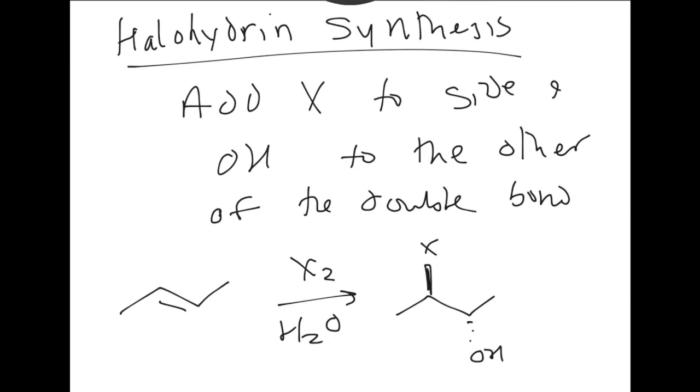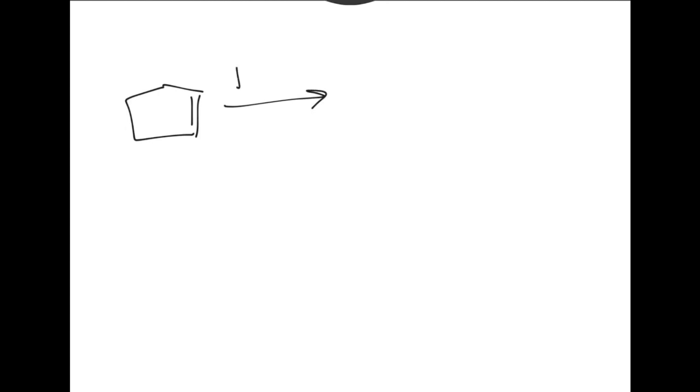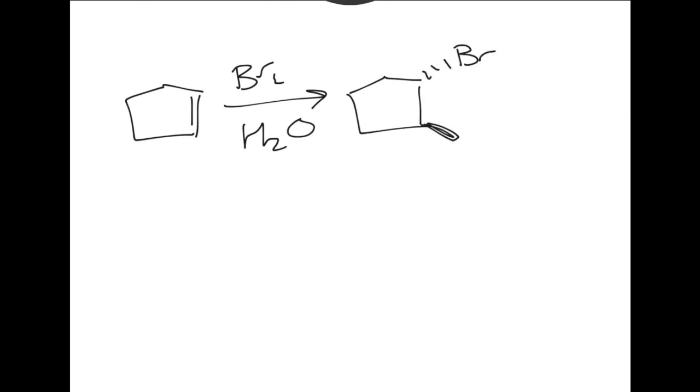All right. So this product right here, when you have a double bond and you have a halide and an alcohol, this is a halohydrin. So halide plus alcohol is a halohydrin. Great. And again, it doesn't matter which one you make the wedge and which one you make the dash. It's going to be the same thing. So this versus this.